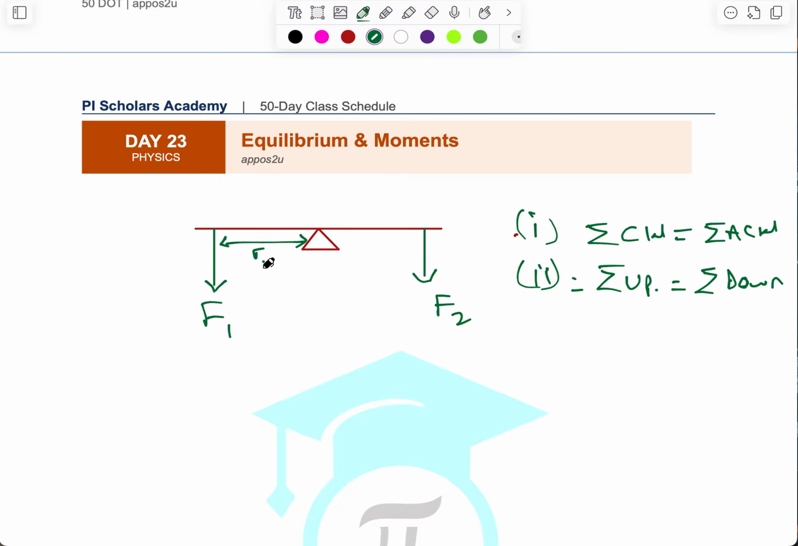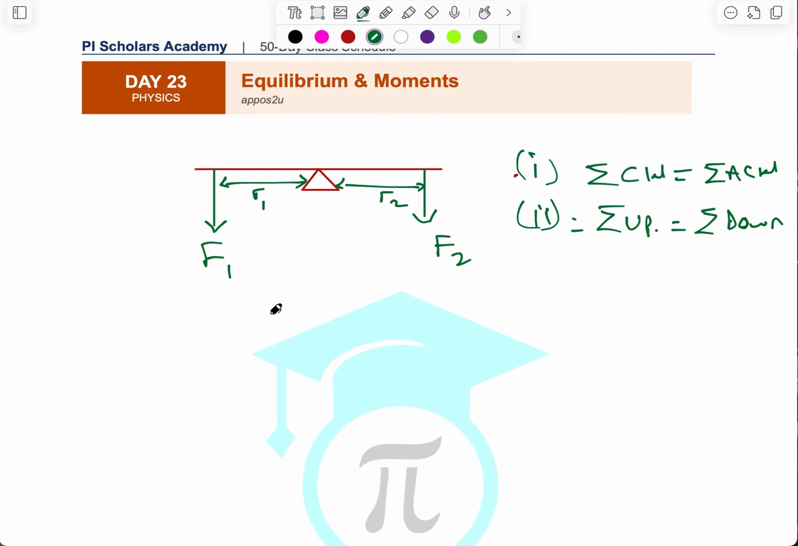So let's call this one R1 and let's call this one R2. So this is what you need to do. Whenever you want to solve a problem like this, you do a sort of analysis. You write clockwise first, then write anti-clockwise somewhere here. And then you take each of the forces one after the other. For instance, you're taking F1, and then you look at the way it's going to behave about the fixed point.